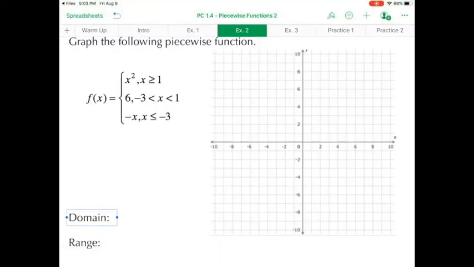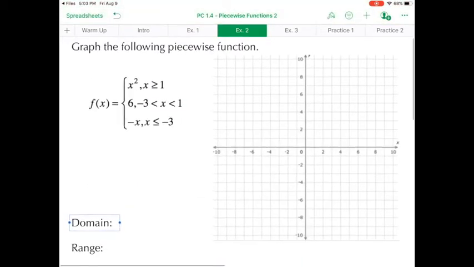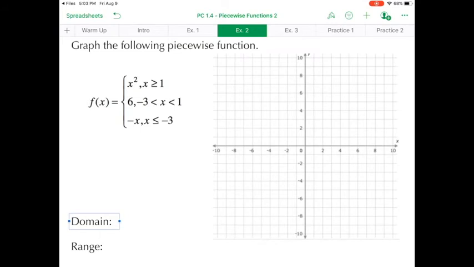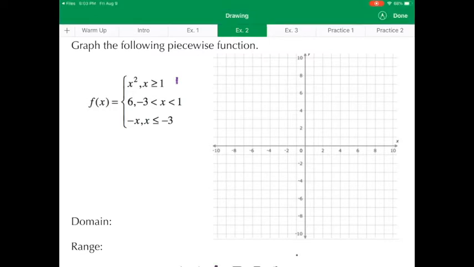All right, let's try one ourselves. You're given a function with 3 rules to it. We need to graph it and then state the domain and the range. I'm going to graph it in stages with different colors. The top rule there is a square or quadratic function, so we know this piece should graph in part to look like a parabola.